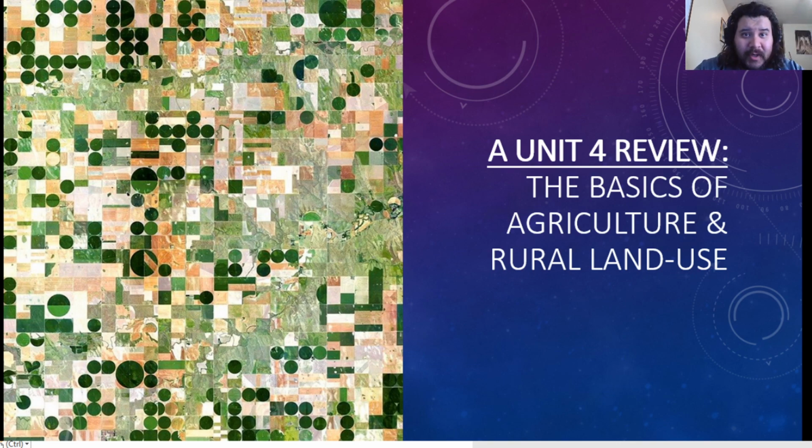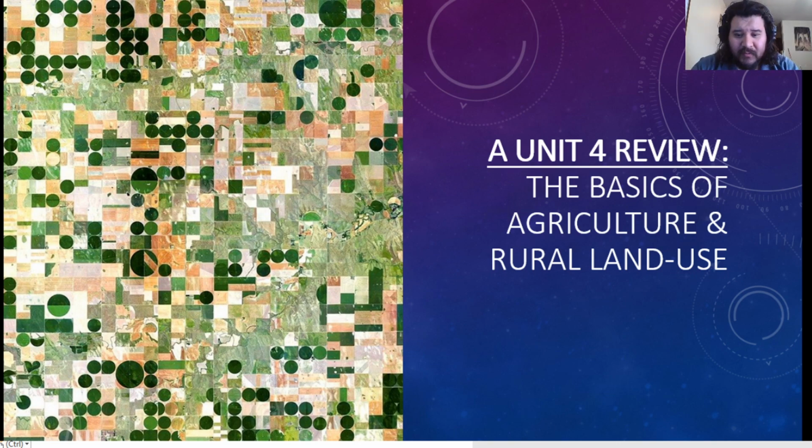Hey everybody, here we are with the first video for the agriculture unit 4. Here we're going to go through the basics. We're going to look at things like intensive and extensive agriculture. We're going to look at commercial and subsistence, and then we're going to look at the types of agriculture that we have in the world today, or at least as far as they relate to our course.